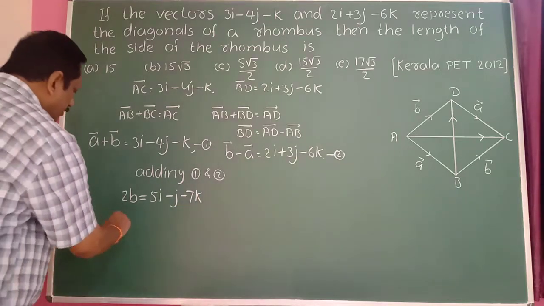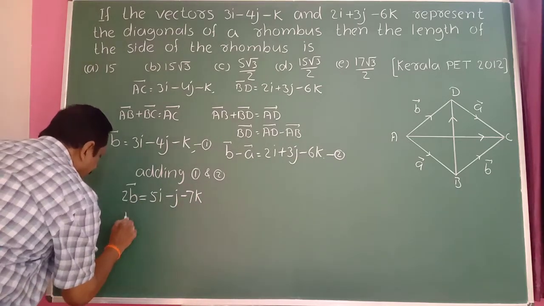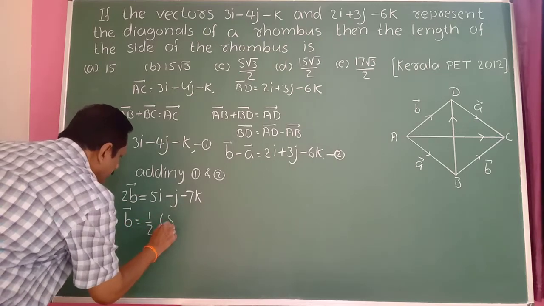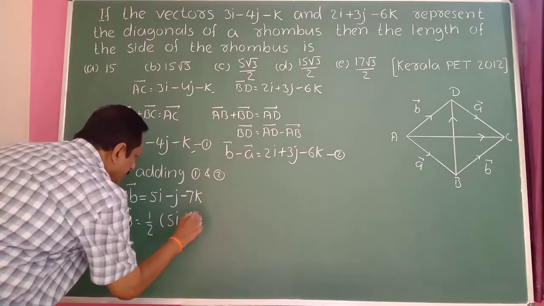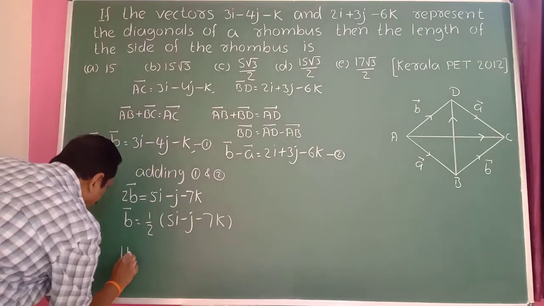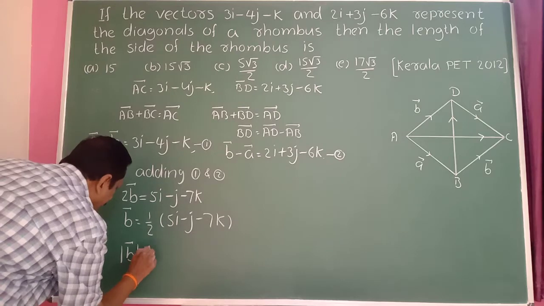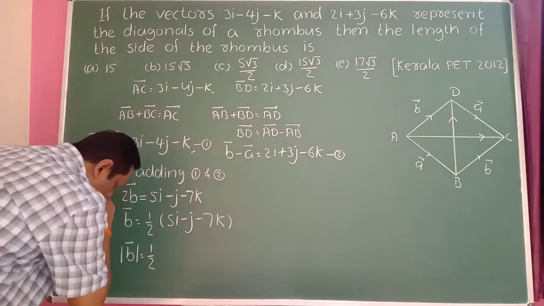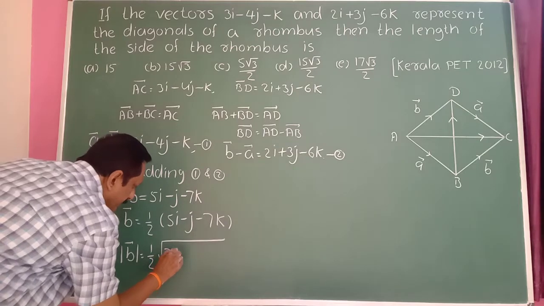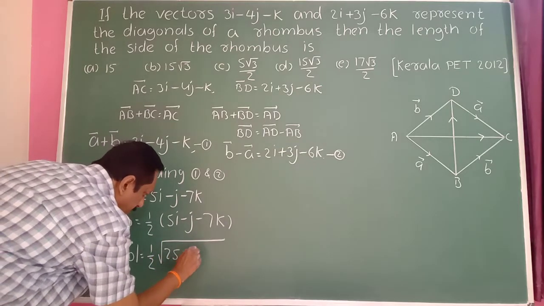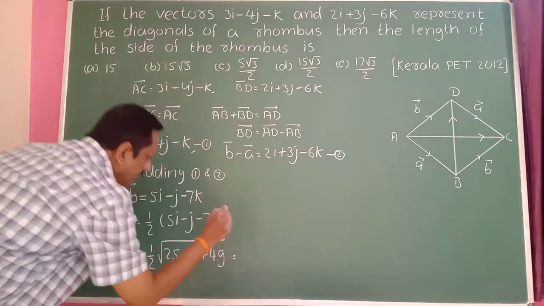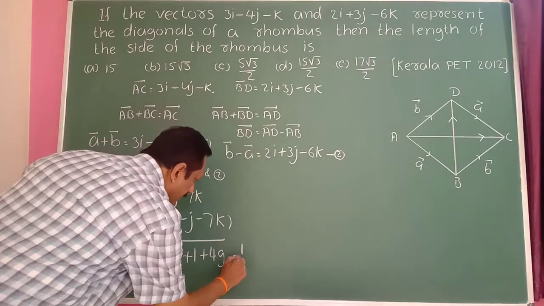Then take the two to the right hand side here. The vector B bar is equal to 1 upon 2 into 5i minus j minus 7k. Then find its modulus here. Modulus of B bar is equal to 1 by 2, a constant, times root of 5 square is 25, minus 1 square is plus 1, minus 7 square is 49.